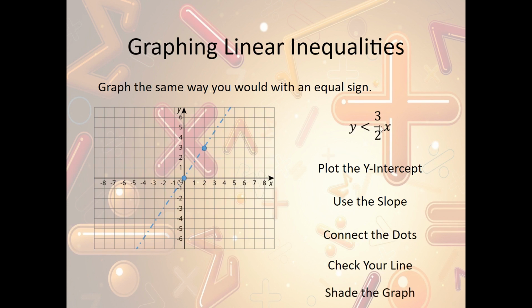So it says y is smaller than the line. So I'm going to go along my y-axis and find where it meets the line, which is here. And I want all the y's that are smaller. All of those are down here, so I'm going to shade everything on this side of the line.